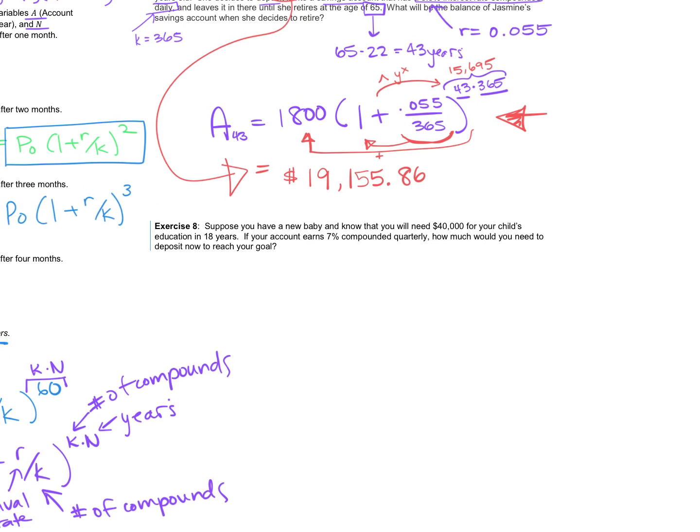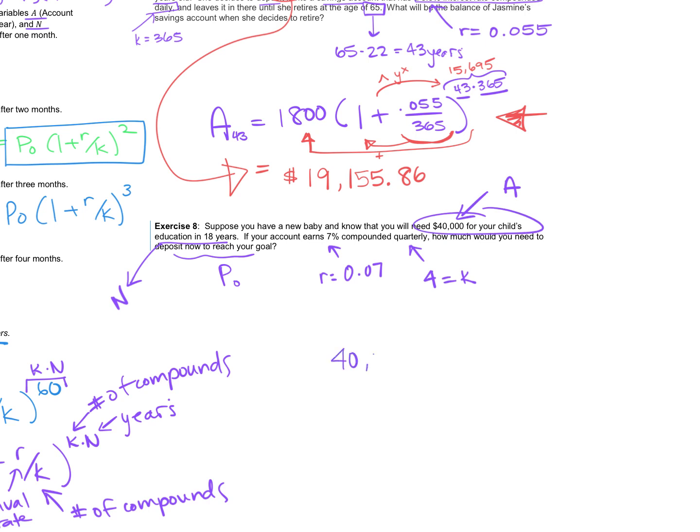So now suppose that you have a new baby, and you know that you're going to need $40,000 for your kid's education in 18 years. So $40,000 is the amount that you know that you're going to want to have. 18 years is our time. And it earns 7%, that's 0.07 for our rate. Compounded quarterly, that's 4 times a year. That's going to be our K. So it wants to know how much we need to deposit. So the question is actually finding that P naught.